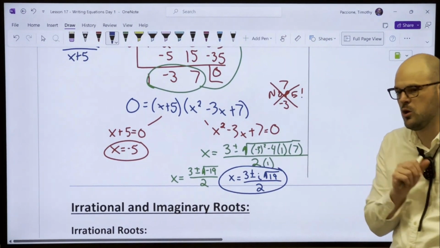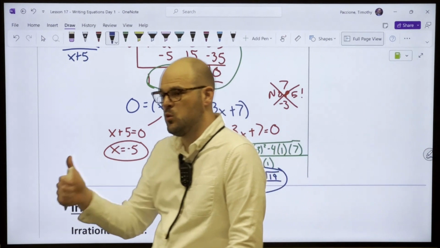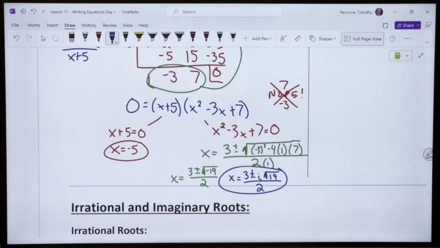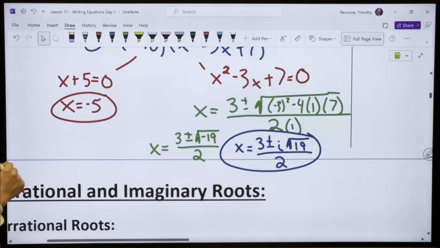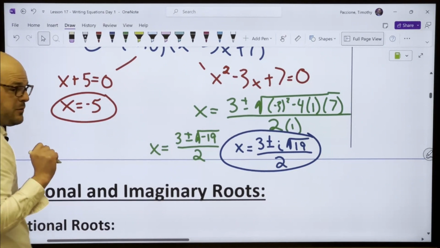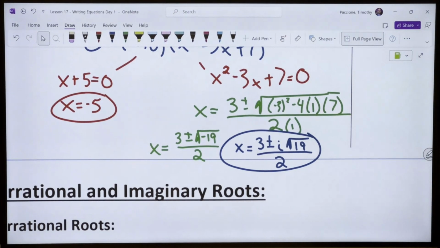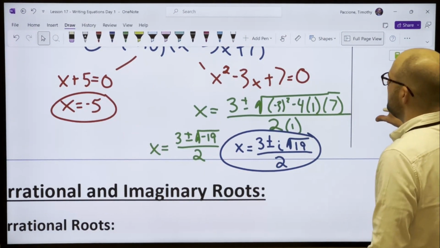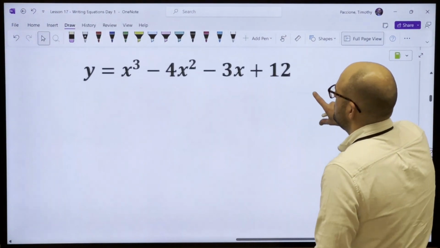3. 2 are imaginary, right? That makes sense because we knew we had a cubic function and we had one x-intercept, so it confirms what we had in mind, right? 3 plus or minus i square root of 19 over 2. Okay, so that was your first one, right? And we got 2 imaginary answers, okay?